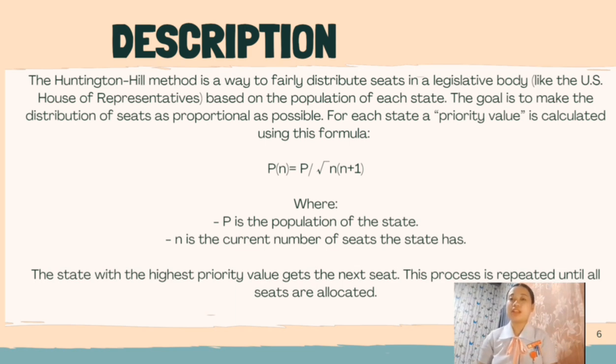So this is the formula that we use. The priority value is equal to P over the square root of n times n plus 1, where P is the population of the state and n is the number of seats that a state has.